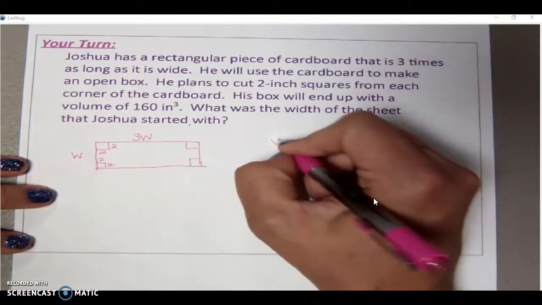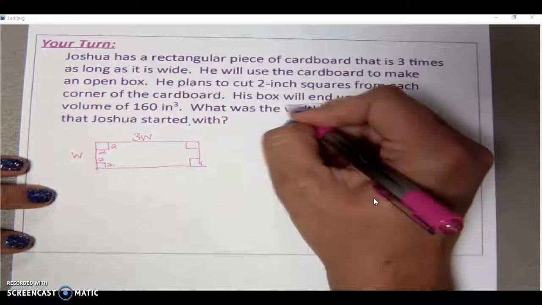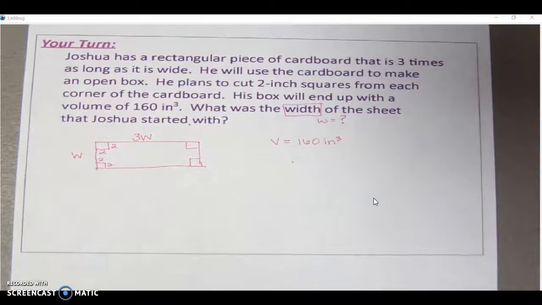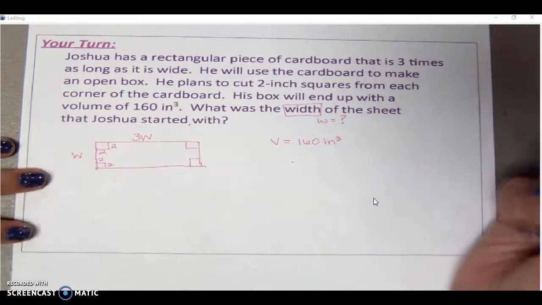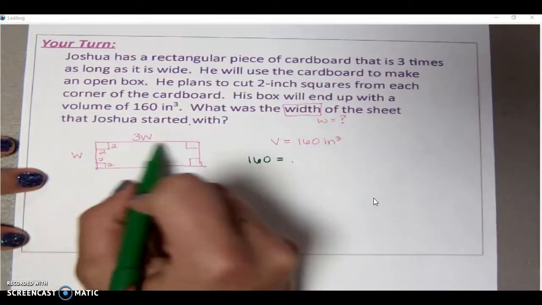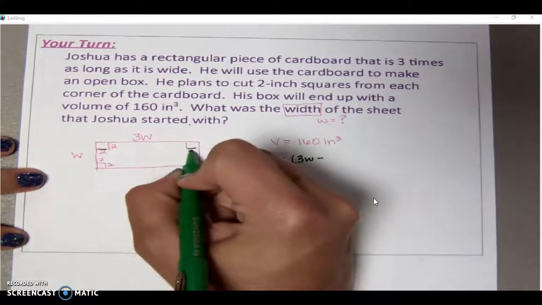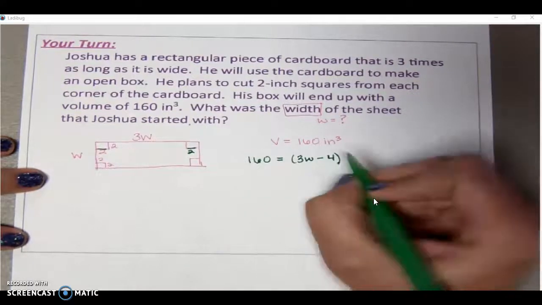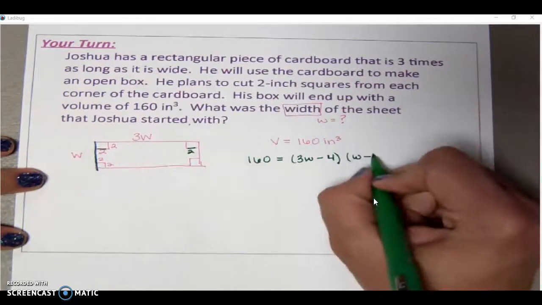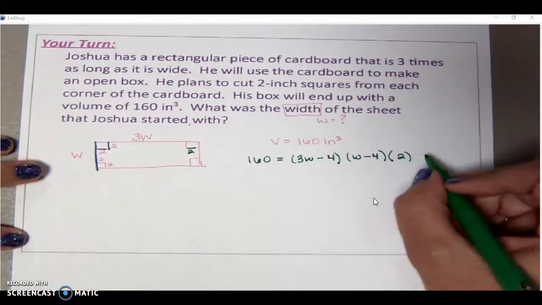His box will end up with a volume of 160 cubic inches, and we're trying to figure out the width, W, because that's what I called it, that he started with. Okay, so remember, volume equals length times width times height. So we know the volume is 160. The length was 3W, but he's cutting out 2 from each part, 2 here and 2 here, so it's going to be 3W minus 4. Then the width was just W, but he's cutting out 2 here and 2 here, so W minus 4. And the height you get from what he's cutting out, so the height is going to be 2.